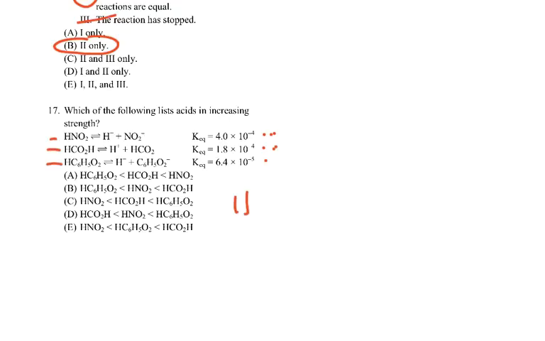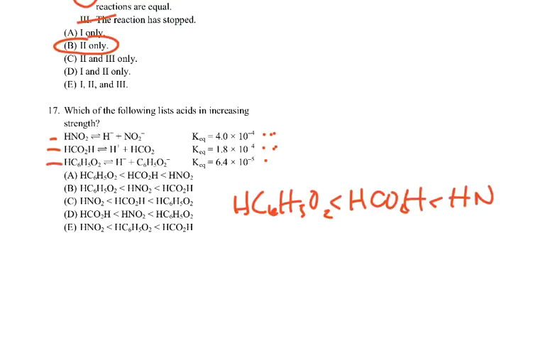So we're looking for HC6H5O2, which is less than HCO2H, which is less than HNO2. Okay, so it should end with HNO2. So that's not right, that's not right. Okay, the only one is this first one. And that's the right answer.